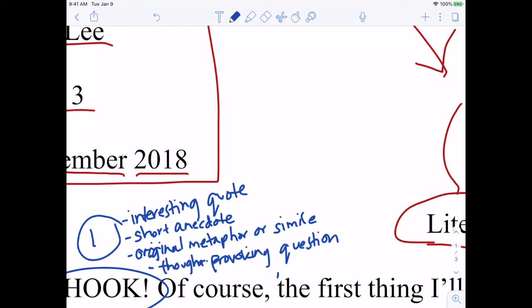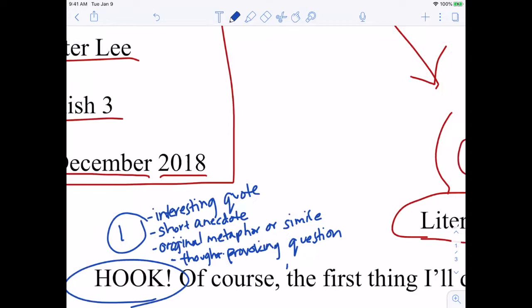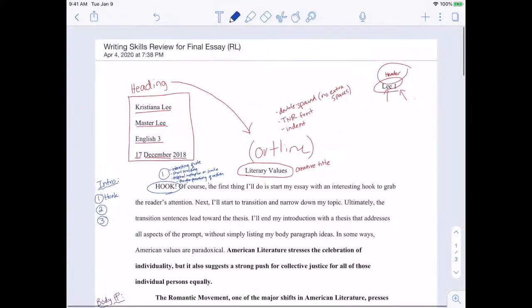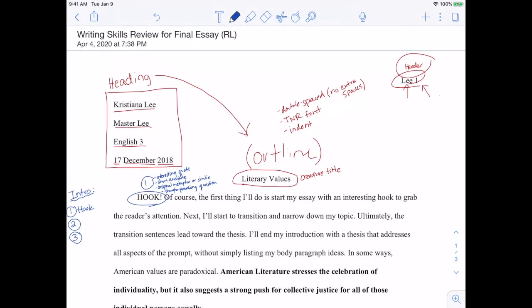Now remember, on the thought-provoking question, don't make it a dumb, obvious question. You obviously don't want a question that can be answered with yes or no. You also don't want it to be too on the nose. Please don't ask me the question of the prompt as your hook. You are the ones who are going to answer the question in the prompt, so don't give the question in the prompt as your hook. So number 1 is a hook. That's what I need to see first in your introduction paragraph.